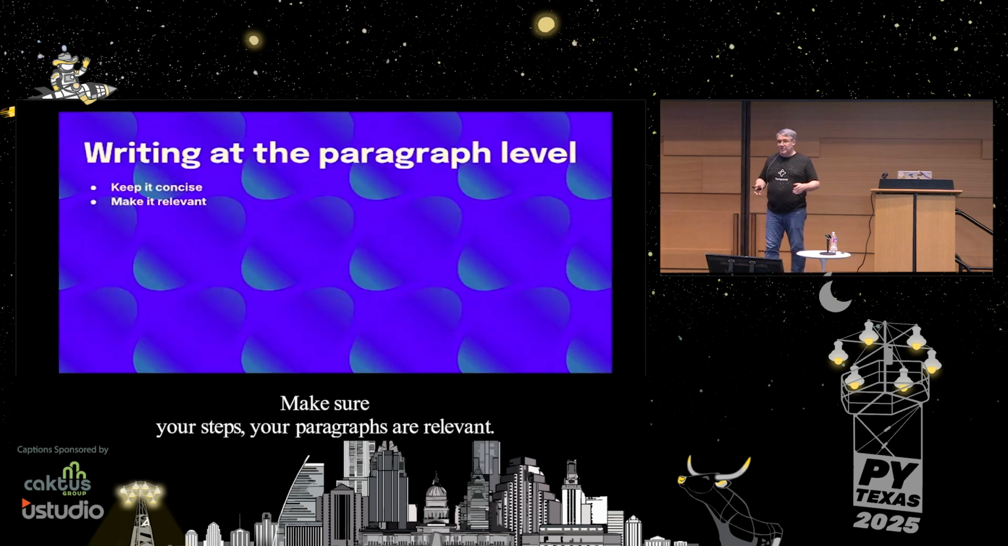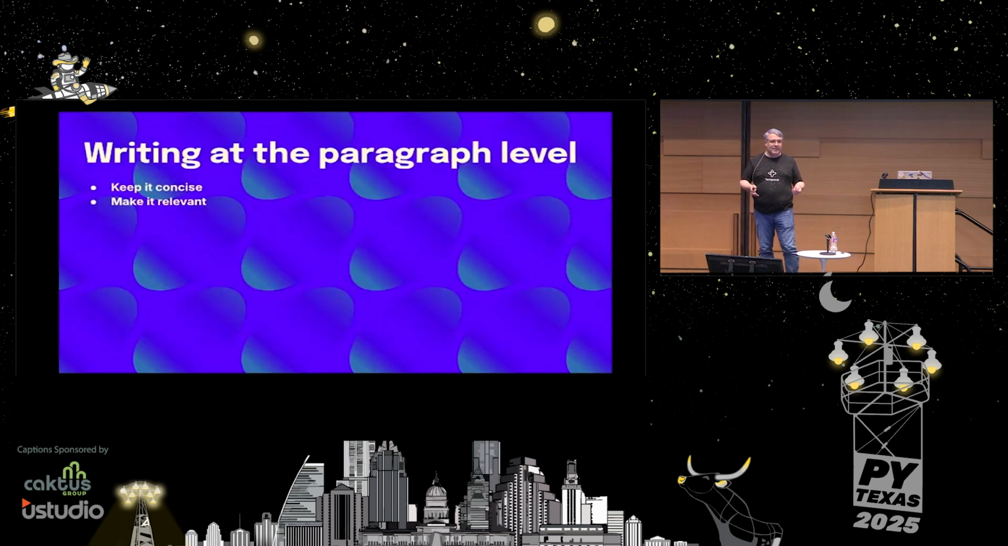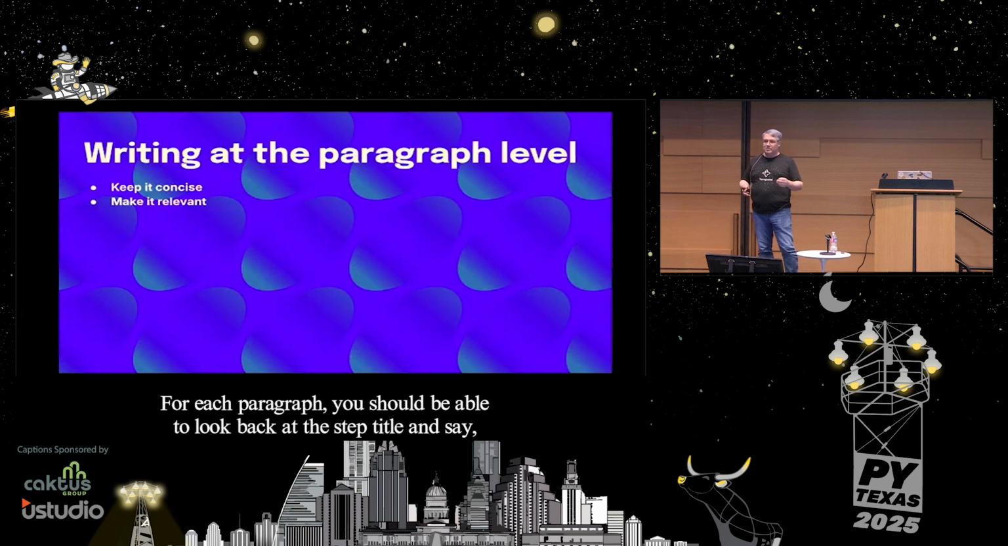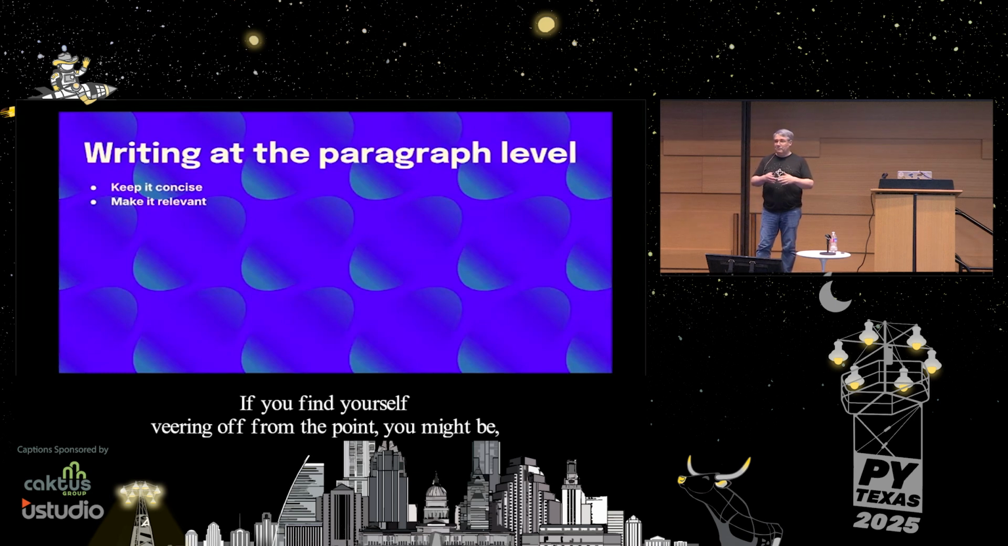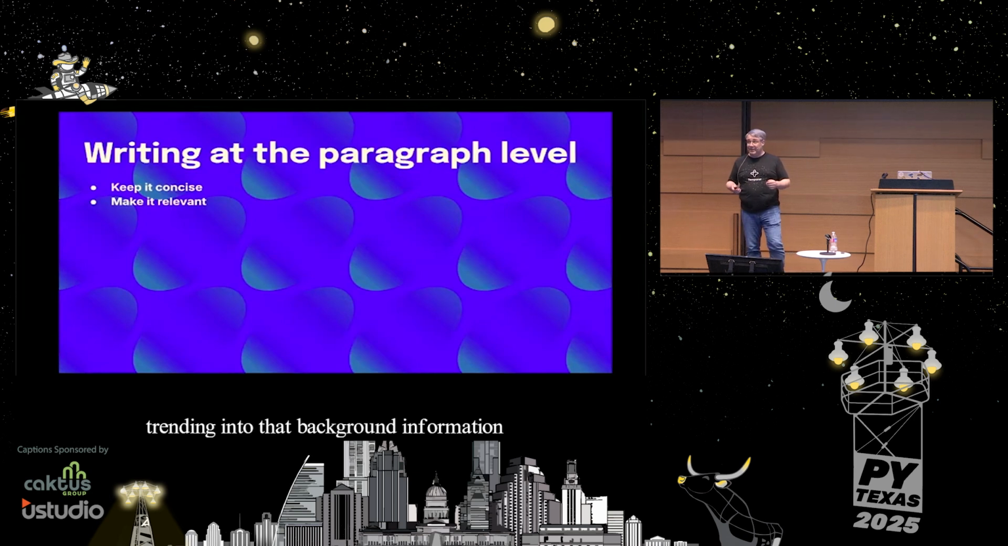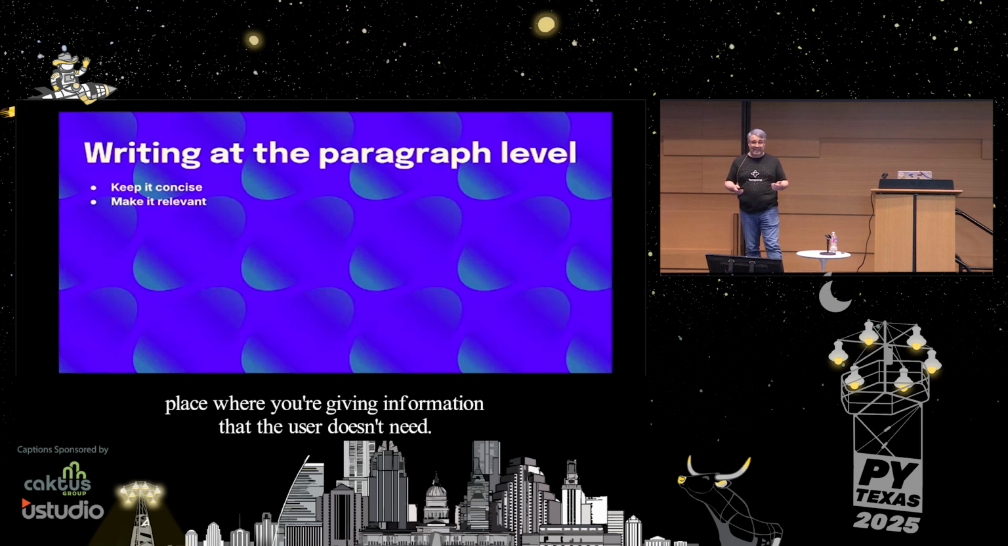Make sure your paragraphs are relevant. For each paragraph, you should be able to look back at the step title and say, all right, does this paragraph serve the goal that we've put in the step title? Is this going to help us move to the next verb? If you find yourself veering off from the point, you might be trending into that background information place where you're giving information that the user doesn't need in that context.